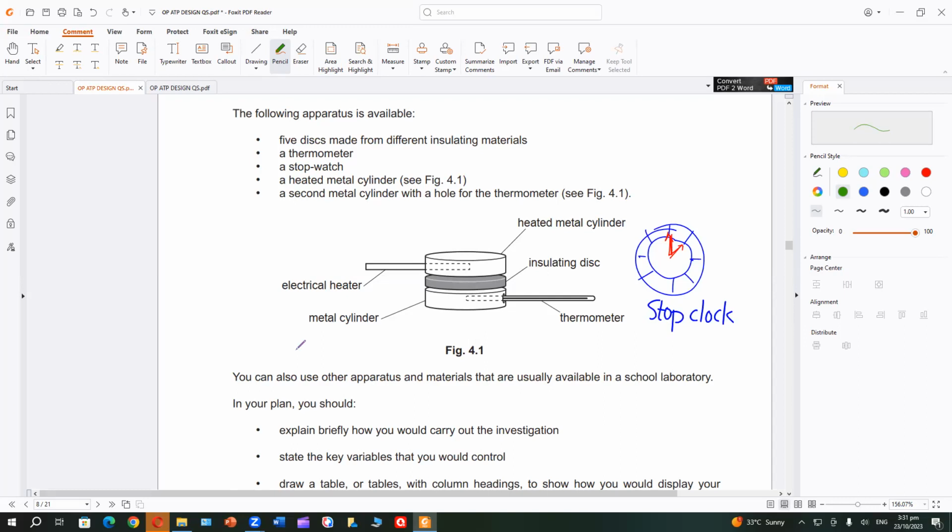Now, what will happen if there is a good insulator? It will allow less heat to flow. The thermometer will show less rise in temperature. If it is a poor insulator, it will allow more heat to flow. And this is an example of insulation. So this is the idea. Now, I have already shown the stop clock. Can you tell me what I should do? How should I design it? I have given you the main idea.